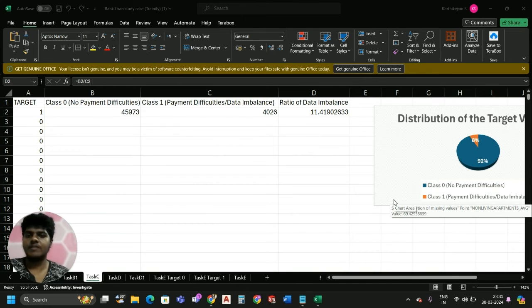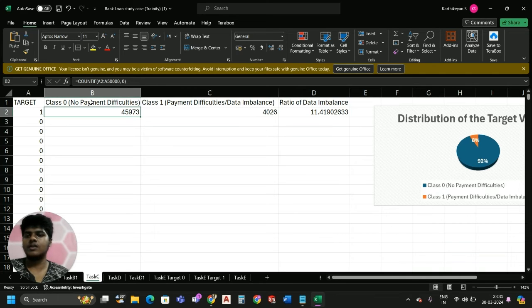Here, to know the data imbalance, we have the column target. To know the clients who have no payment difficulties, we need to use this formula: countif, the range A2 to A50,000, class 0, meaning target 0. Target 0 means the client who has no payment difficulties. So we have 45,973 clients who have no payment difficulties.